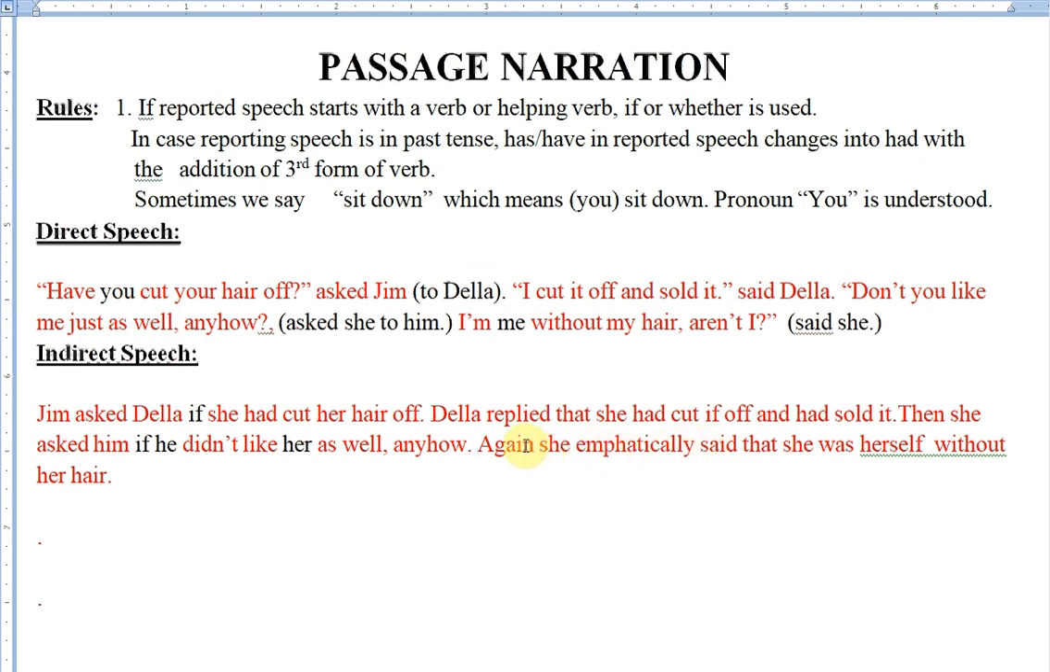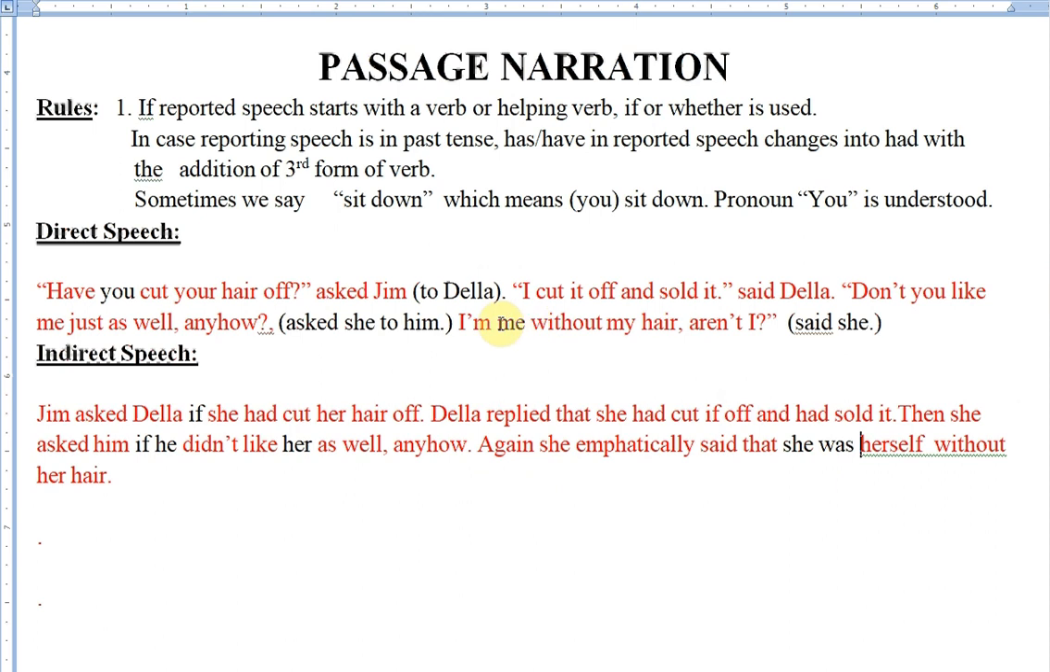Again, she emphatically said. Where did this she come from? This is the she. To remove inverted commas, we'll use that. I will be changed according to the subject of the reporting speech. I in the first person in reported speech will be changed according to the subject of the reporting speech, so I'll be replaced by she. That's the reason this she is over here. Clear? Is, am, are changes into was, were in case there is a past tense in reporting speech. So past tense is there, this am will be changed into was. That's the reason this was is here.